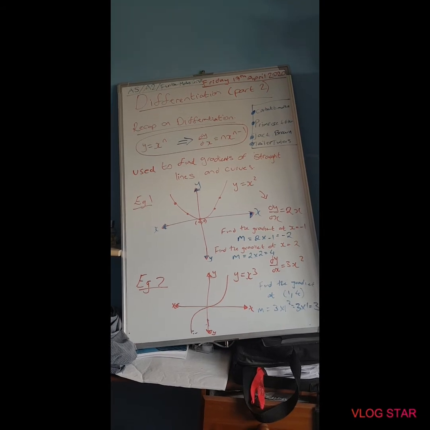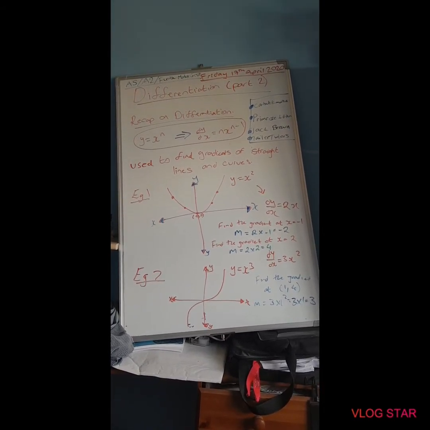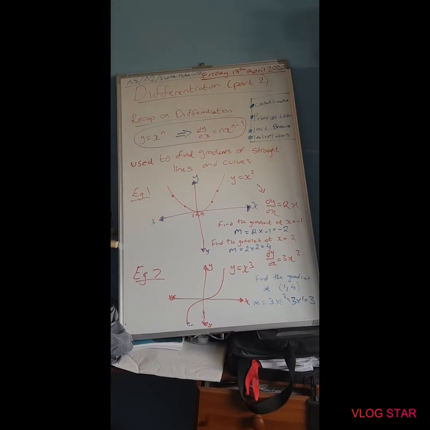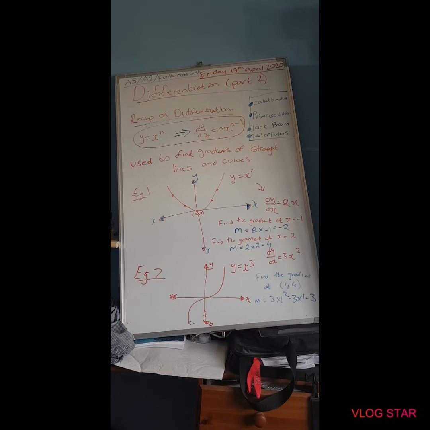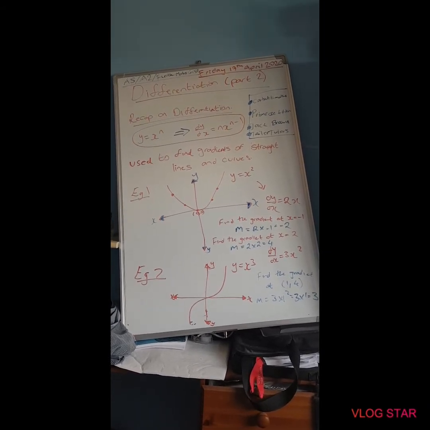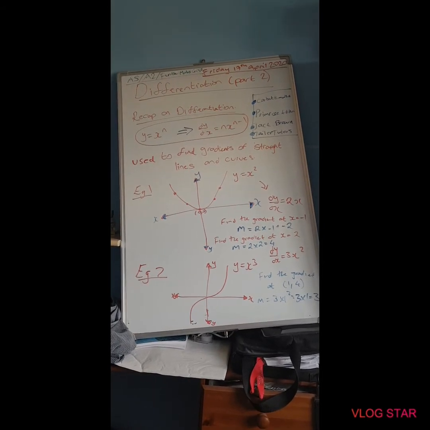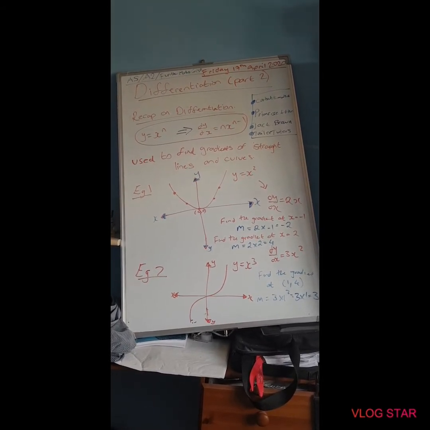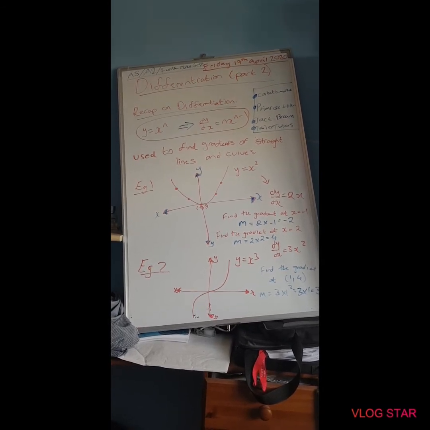Secondly, find the gradient at x equals 2. m is equal to 2 times 2, which is 4. So the gradient when x equals 2 is equal to 4. What this is saying, guys, is that the gradient is different for each portion of the graph. When x is negative, I have a negative gradient. When x is positive, I have a positive gradient.